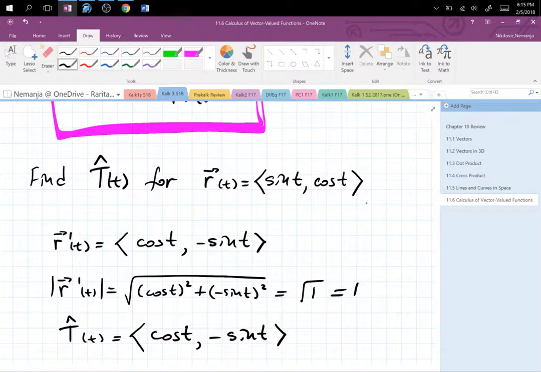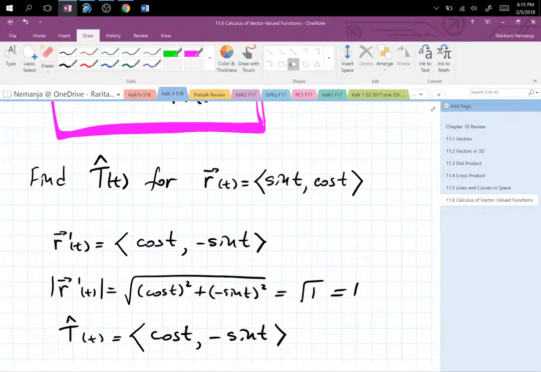what we have is the vector r prime, right, as cosine t, negative sine t, and then we get the unit tangent vector to be cosine t, negative sine t. Does it make sense to have the unit tangent vector be in terms of parameter t? Wouldn't we need a concrete vector?